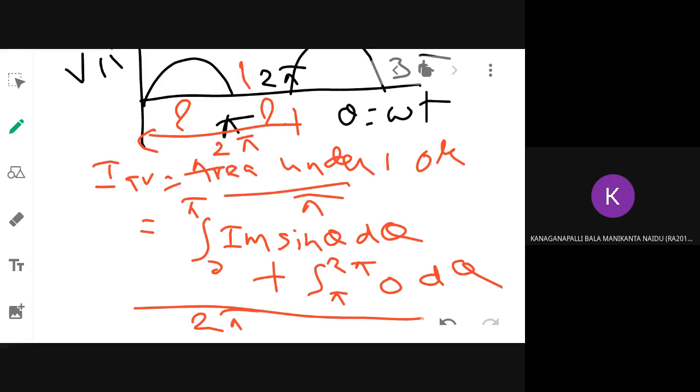Vishesh, will you give me the answer? Ma'am, I'm still trying. Mita? Mita, Yashwant? Ma'am, I got Im by pi. What about Mita, Yashwant? You got Im by pi, yeah? Me too, ma'am, Im by pi. What about the rest in class? Im by pi. Yes, ma'am, I got it.